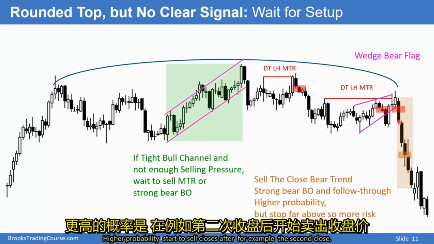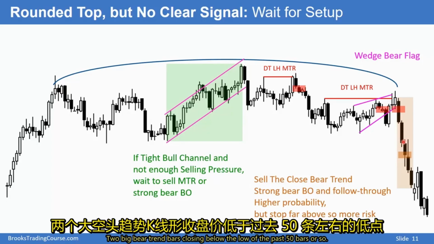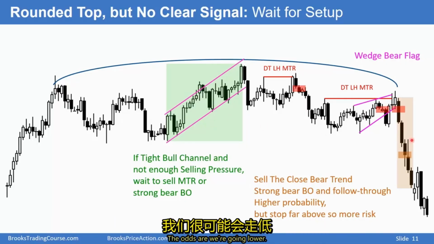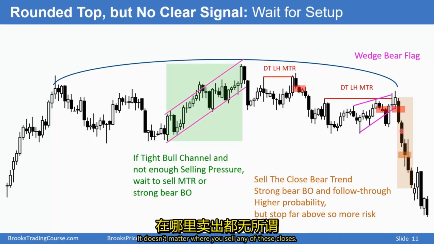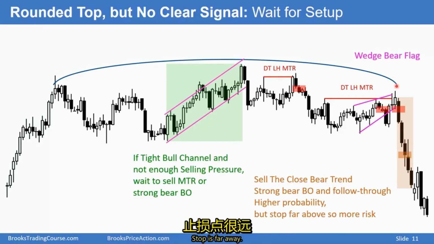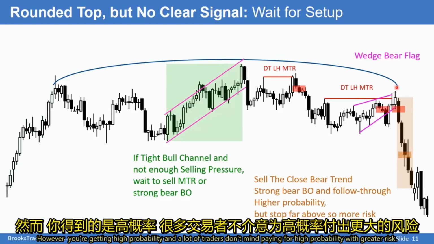Higher probability, start to sell closes. After, for example, the second close, two big bear trend bars closing below the low of the past 50 bars or so, the odds are we're going lower. Traders start to sell closes here, here, here. It doesn't matter where you sell any of these closes, the stop is here. Stop is far away, the risk is great. However, you're getting high probability, and a lot of traders don't mind paying for high probability with greater risk.